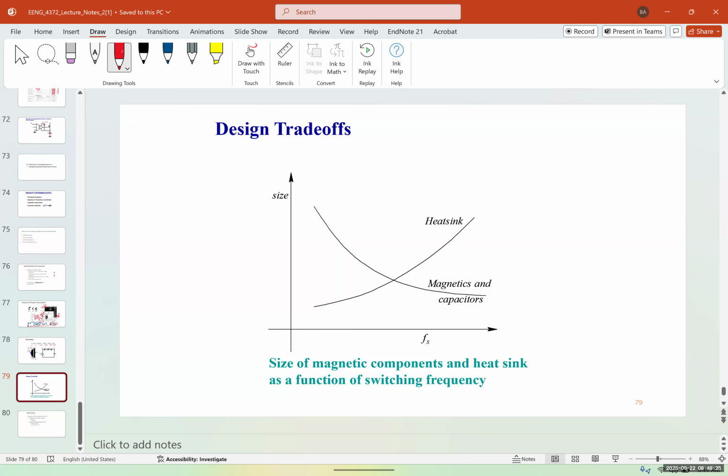And for the heatsink, it's opposite. When you have a smaller size heatsink, it works better for lower frequencies, and bigger size works better for the higher frequency systems. So size of magnetic components and heat sinks as a function of switching frequency is shown here. And again, one good example is the capacitor, as I mentioned. You have a large capacitor and it functions better in lower frequency, but it doesn't work well in high frequency. It's just gonna drop. And it's the same thing for magnetic components as well.